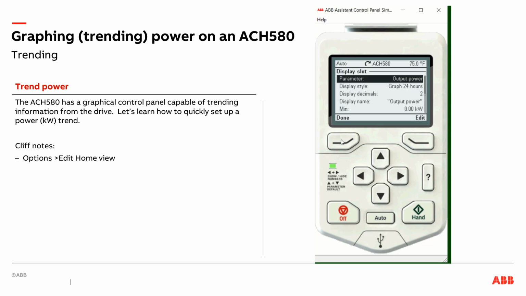So now I'm going to go ahead and hit Done, and Done again. And you can see that now my graph is 24 hours long on my x-axis, and my y-axis is up to 25 kilowatts. So over the course of the next 24 hours as I'm running, I can trend my power going up and down. So you basically have a little mini building automation system trending capability right here local on the drive.